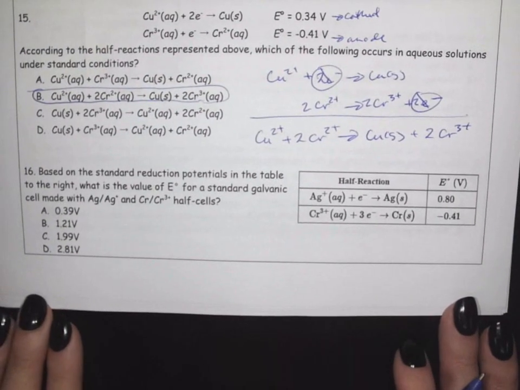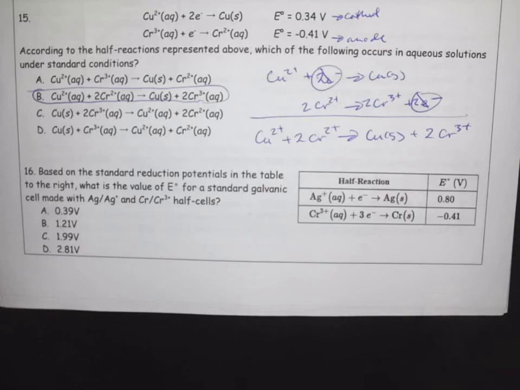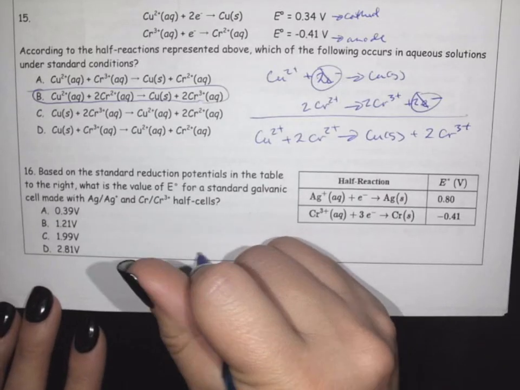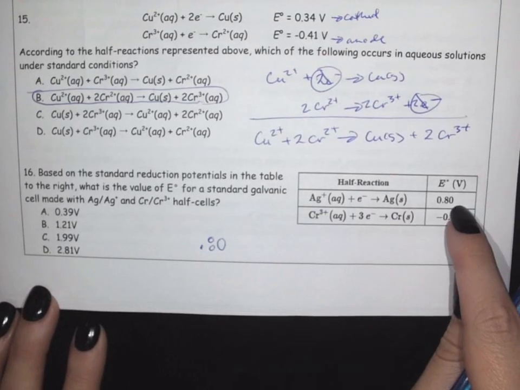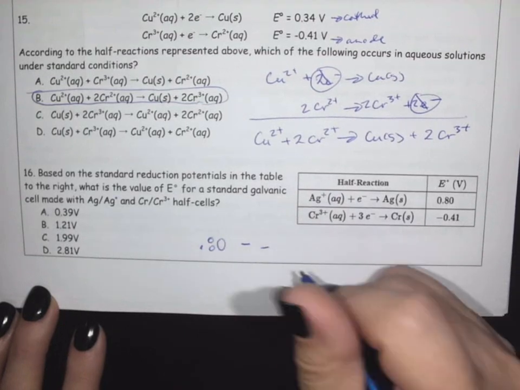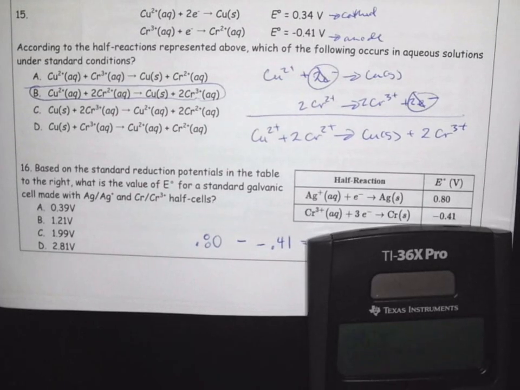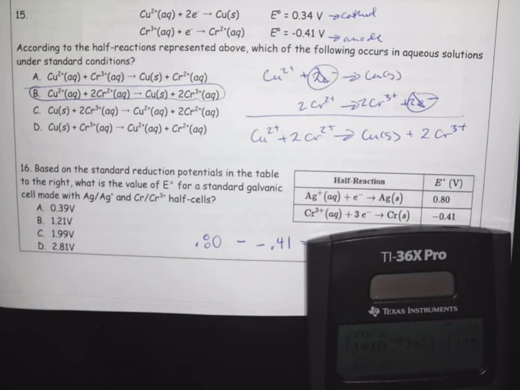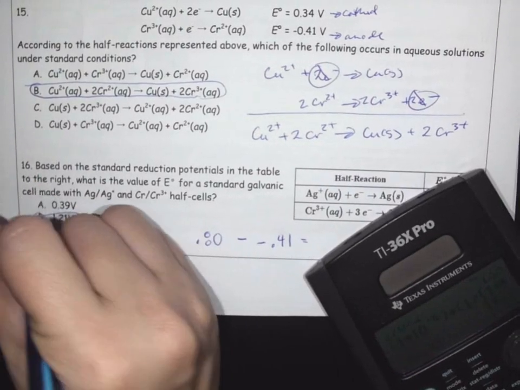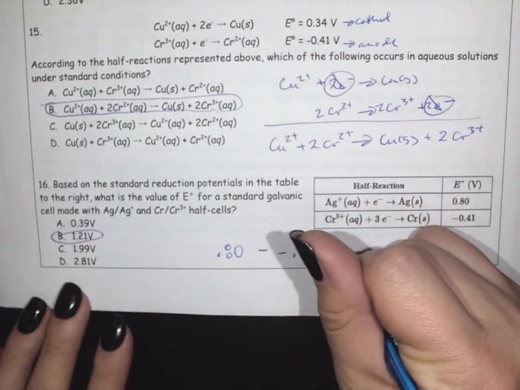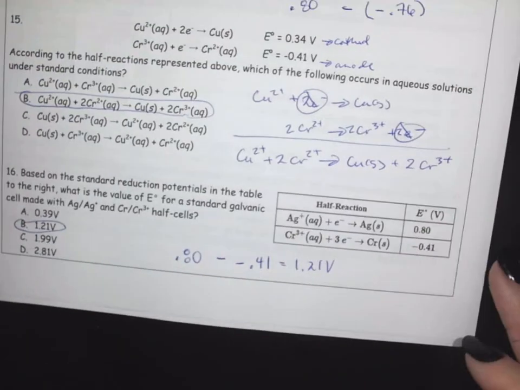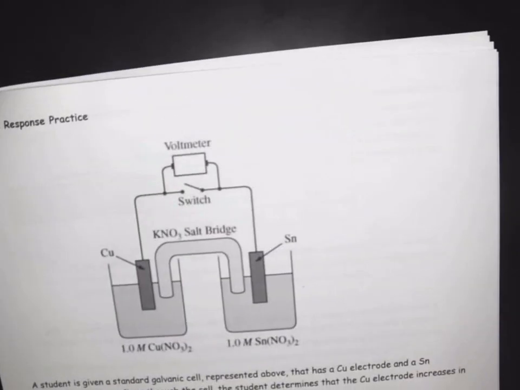Now we're getting the voltage here, so I'm not worried about if I'm multiplying or I'm flipping. I'm just taking the most positive number minus the most negative number. 0.8, which is B, 1.21 volts. All right, nice. Now we're on to the free response.